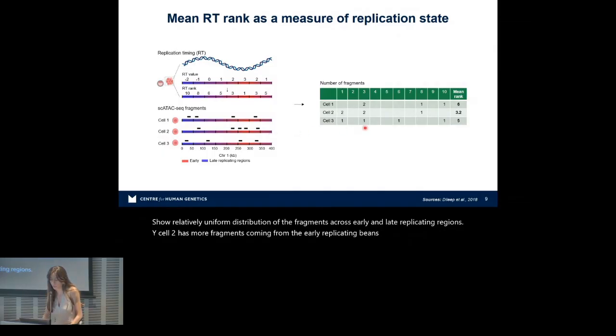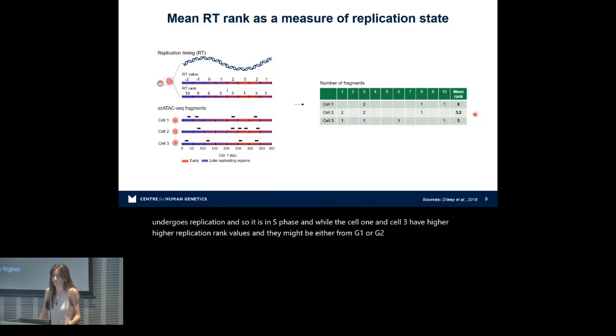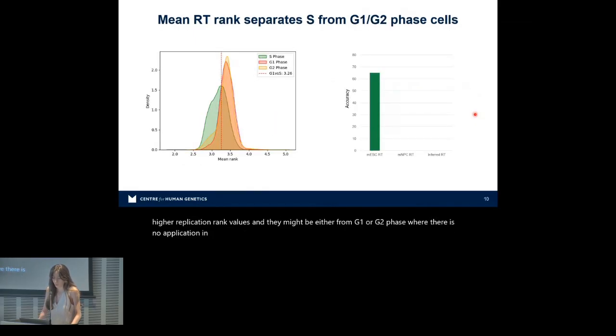That's why we get a lower value of the mean rank for cell 2, likely indicating that the cell undergoes replication and so is in S phase, while cell 1 and cell 3 have higher replication rank values, and they might be from either G1 or G2 phase, where there is no replication in progress. So when we check the distribution of this metric across different phases, we actually see that for the S phase cells, we have lower mean rank values in general compared to G1 and G2 phase cells.